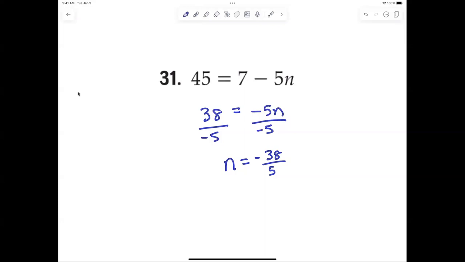Are you getting this part right here or not? I'm just confused. No, I just divided both sides by -5. You with me on that? All right, I had -5. To get rid of the -5, I divide by -5. You good with that? All right.